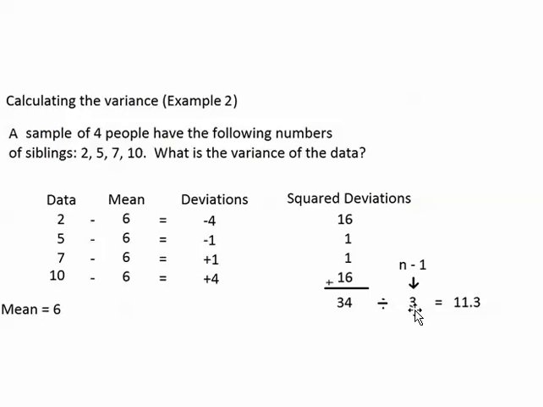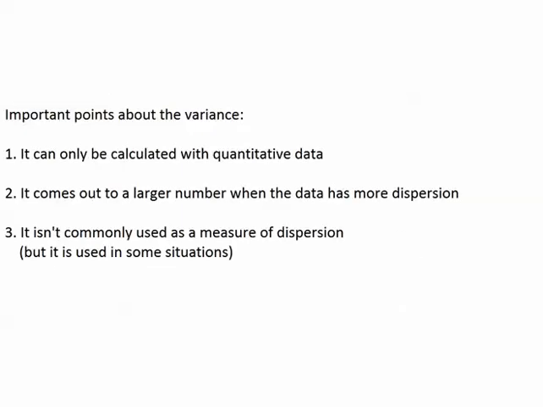And our answer, after dividing, is the variance of our data set. So we looked at how to find the variance of a population and how to find the variance of a sample. Let's now look at the next measure of dispersion, which is called the standard deviation. Well, first let's go over a few important points about the variance.